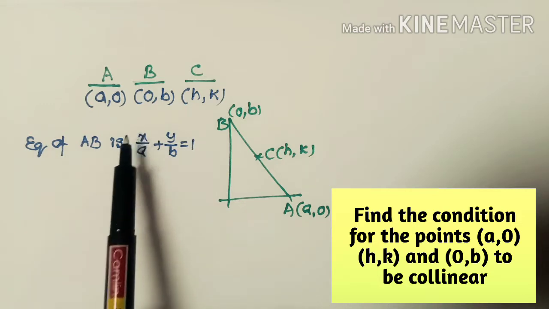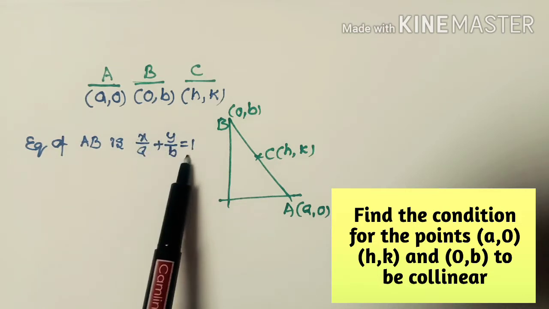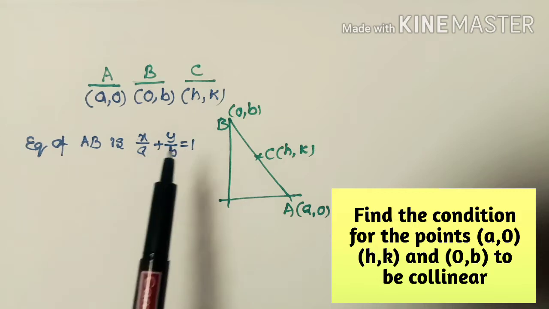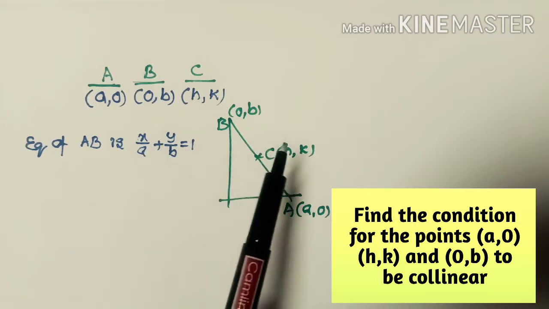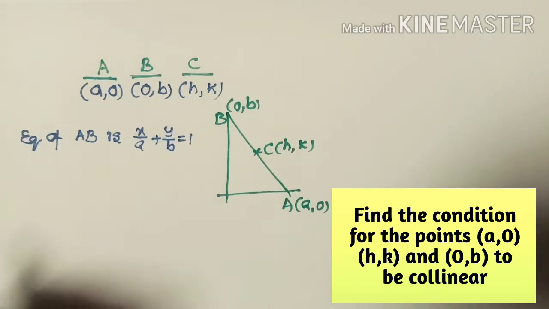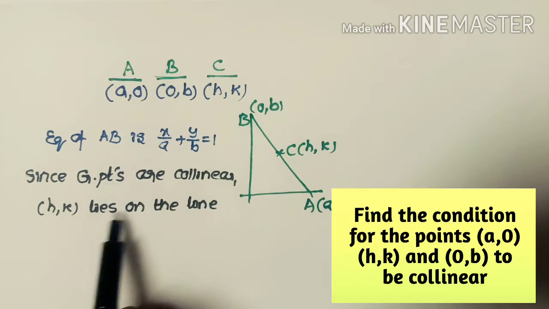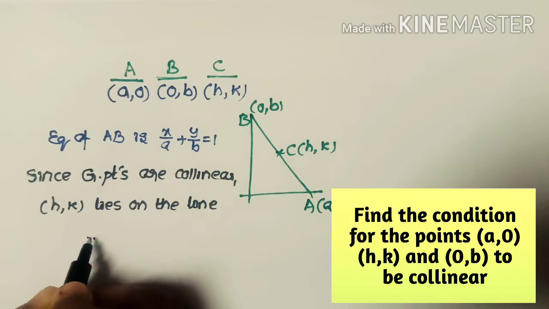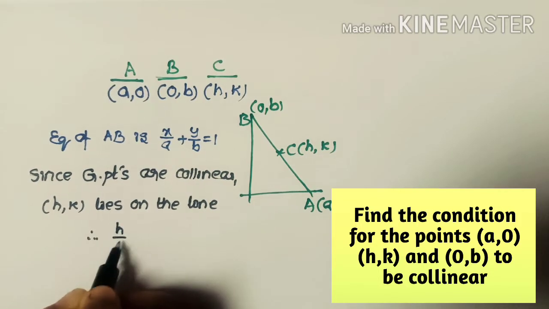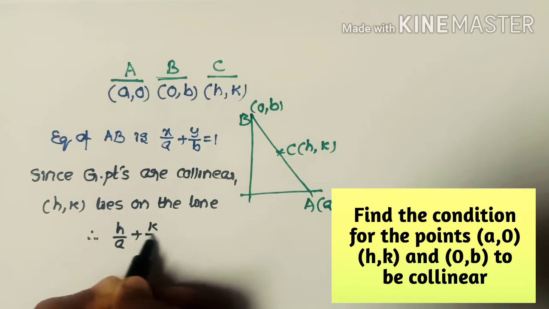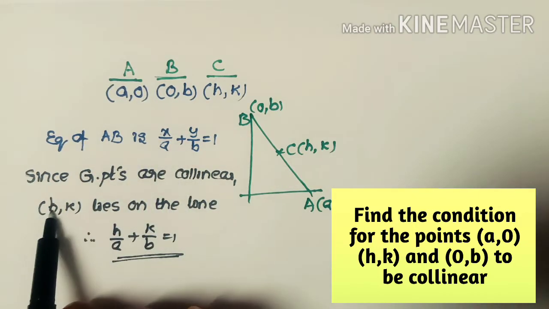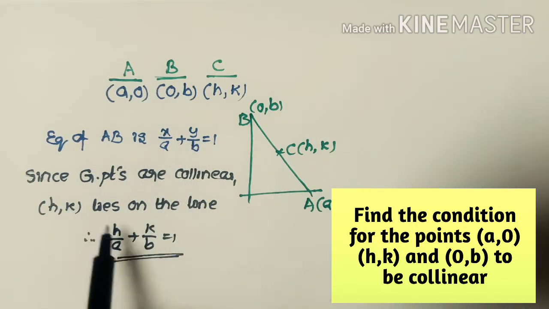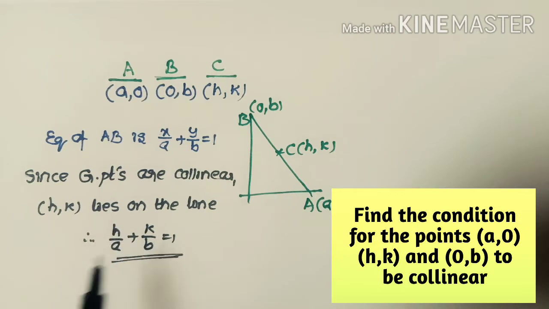The equation of AB is x/a + y/b = 1. Since the given points are collinear, the point (h, k) lies on this line. So we replace this point in this equation: in place of x we take h, and in place of y we take k. Therefore, h/a + k/b = 1. This is the required condition.